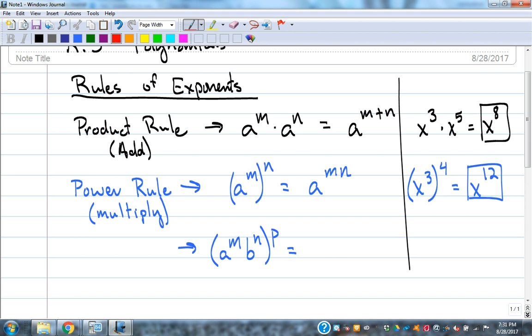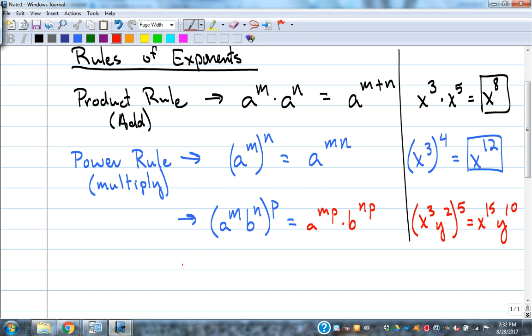So you've got a power rule here, though, because you've got parentheses with an exponent outside. It works like the distributive property. That it's p times m and p times n on that. So that it would be a to the mp times b to the np. An example of that might be like x cubed y squared to the 5th power. And that gives you x to the 15th, y to the 10th. Right. And so distributive property is what that works like.